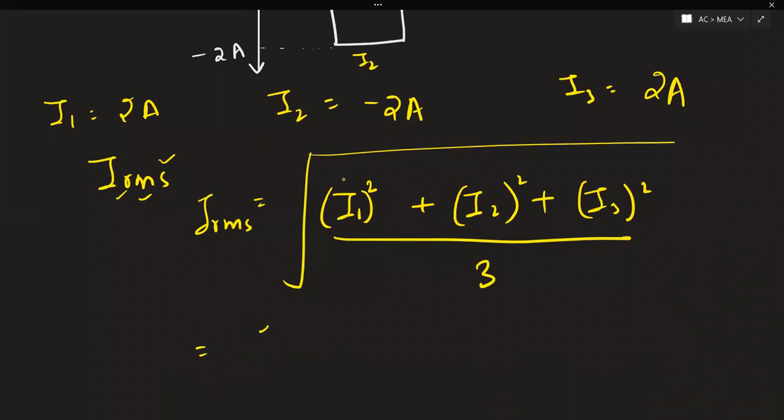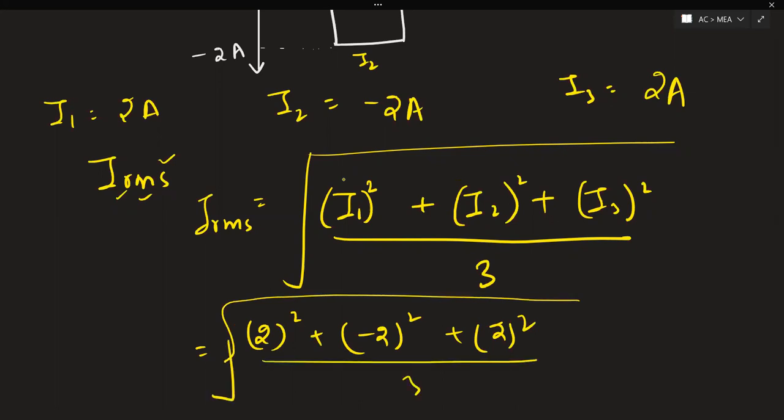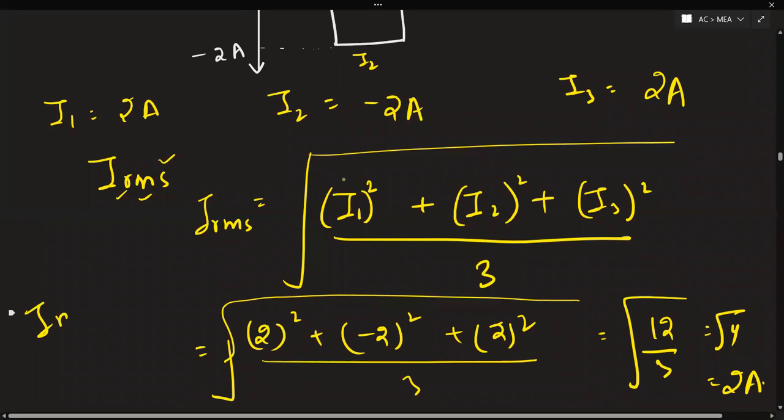So what do we have? We have 2 square plus minus 2 whole square plus 2 square, this whole divided by 3. So what will it be? 4, 4 and 4 over here, so that will give you 12. 12 by 3 under root, so that is under root 4, which is equal to 2 amperes. So the IRMS value will be 2 amperes. Like this, you have to solve this question. All right, note it down.